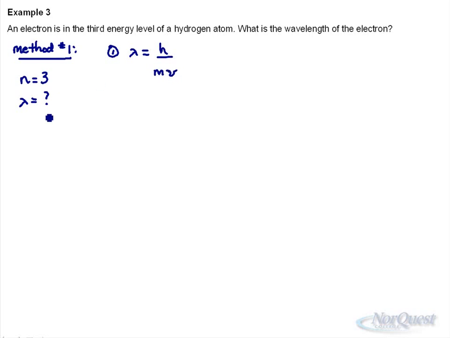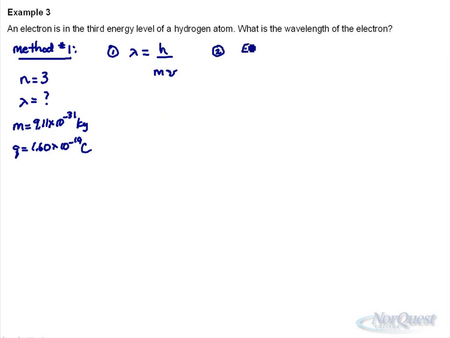So we know the mass of an electron. It's 9.11 times 10 to the negative 31 kilograms. That's not a problem. We also know the charge on an electron, 1.60 times 10 to the negative 19 coulombs. What we need to do is figure out its velocity before we can figure out its wavelength. Well, where do I get velocity from? Well, velocity comes from energy.